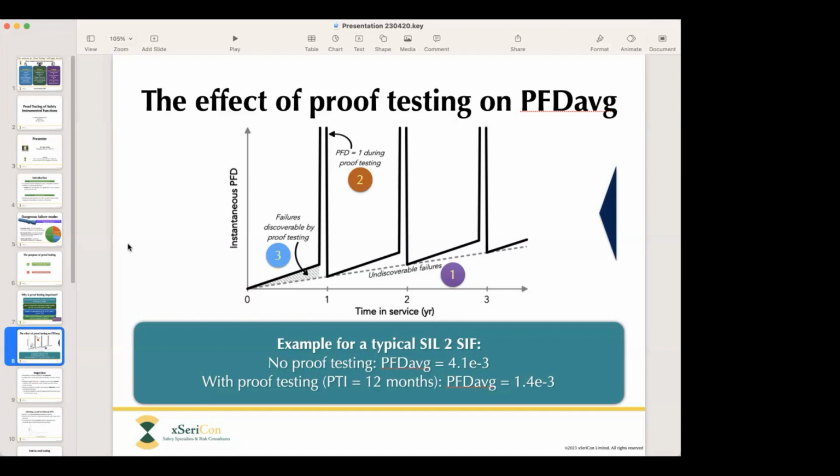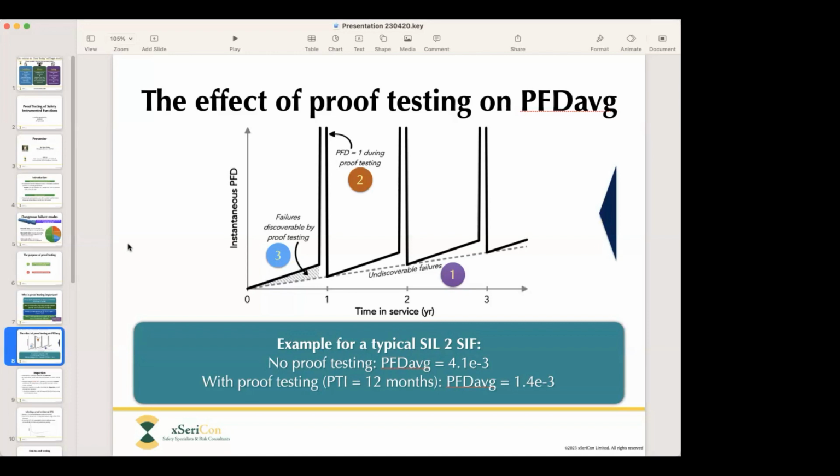And then number 3, the blue circle, is the discoverable failures. And these are the failures that the proof testing can discover. And when we discover them, then of course we will fix them and get rid of them. So you see that there's a little sloping line that goes from 0 up to 1 year, which is just sitting on top of the shaded area of the graph. And then when we do the proof testing, we discover any of those discoverable failures that have occurred. We fix them, and it means that that little bit of increase drops back down to the baseline again.